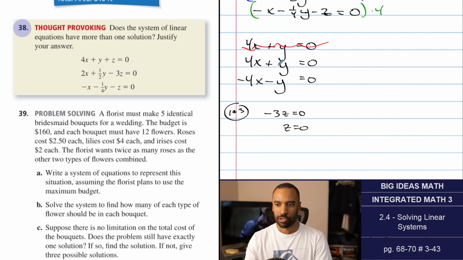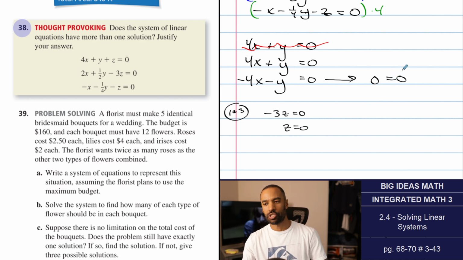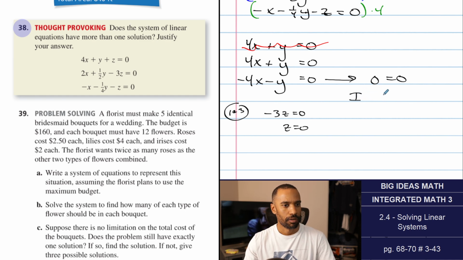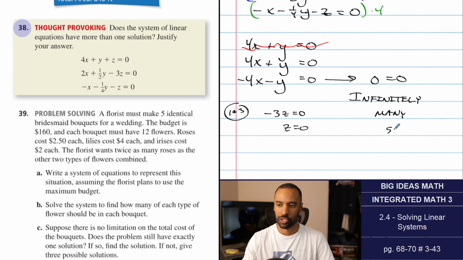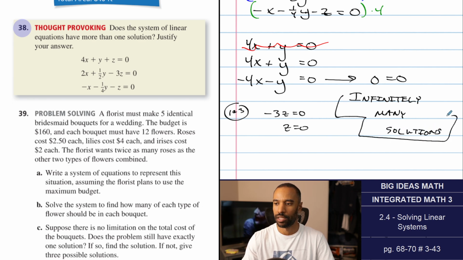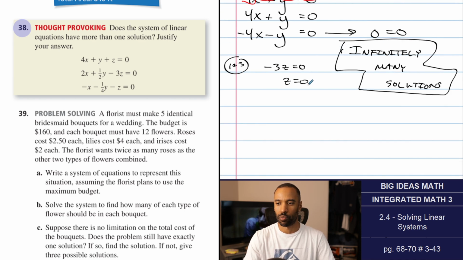Now let's look at one of these, negative 4x minus y. You get 0 equals 0 in that case, but z also equals 0. So with these two, that's infinitely many solutions. What did it ask? Does it have more than one solution? Yes. It has infinitely many solutions. It didn't ask what the solution set is, so I'm going to stop right there. Remember, with infinitely many, we tend to write y. Actually, we're almost done.